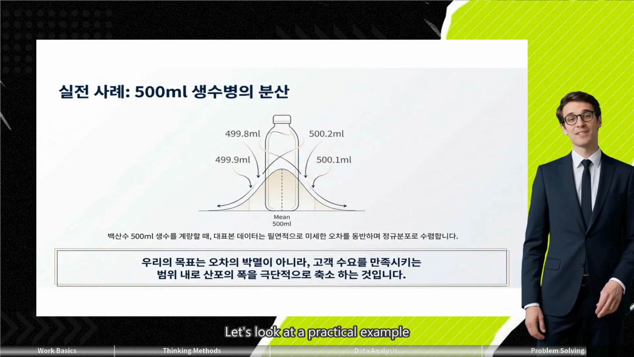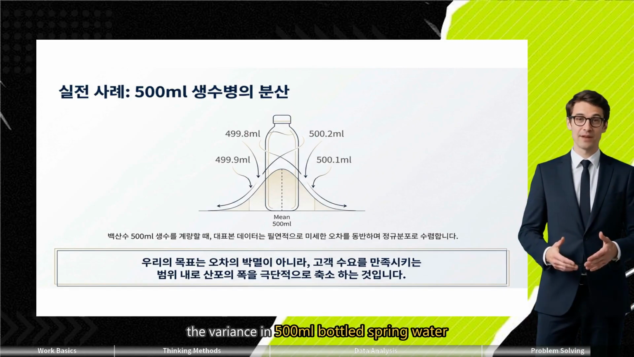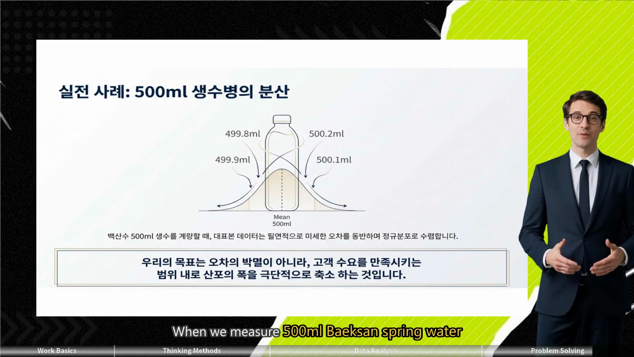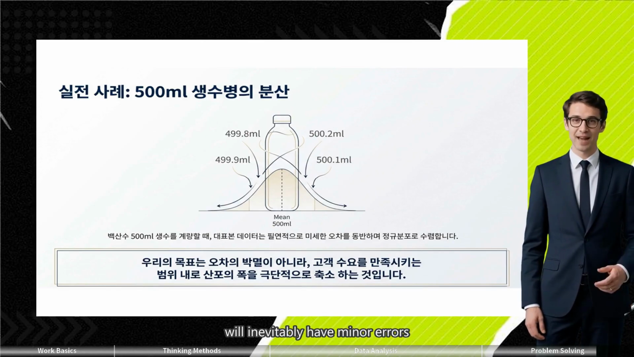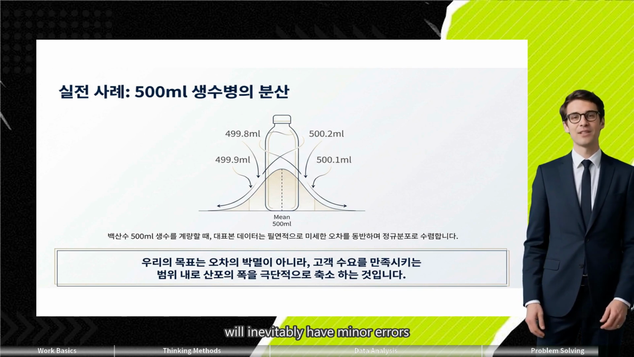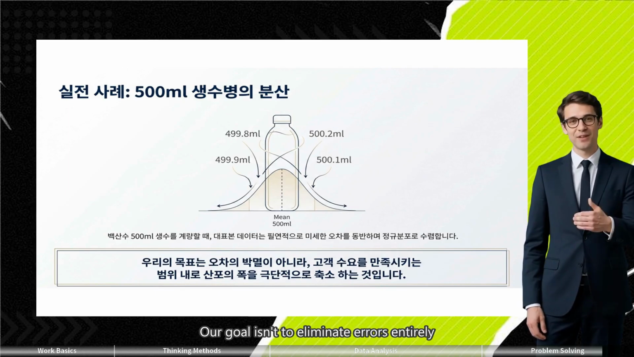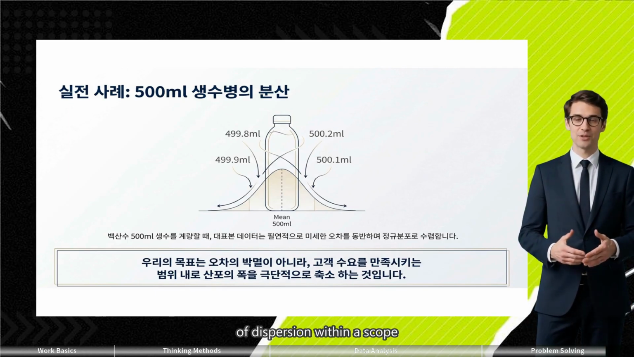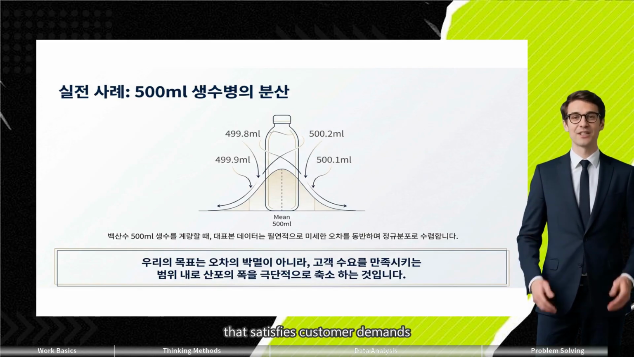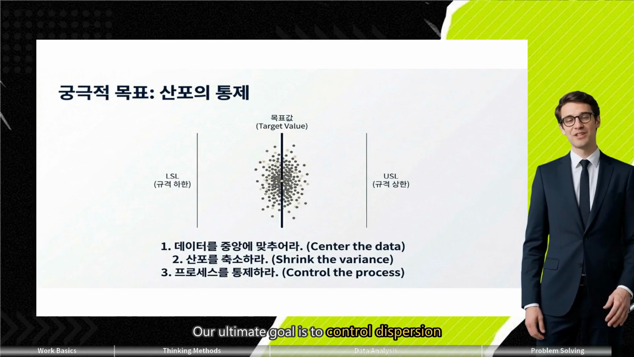Let's look at a practical example, the variance in 500 milliliter bottled spring water. When we measure 500 milliliters of bottled spring water, a representative sample of data will inevitably have minor errors and follow a normal distribution. Our goal isn't to eliminate errors entirely, it's to drastically reduce the range of dispersion within a scope that satisfies customer demands. Our ultimate goal is to control dispersion.